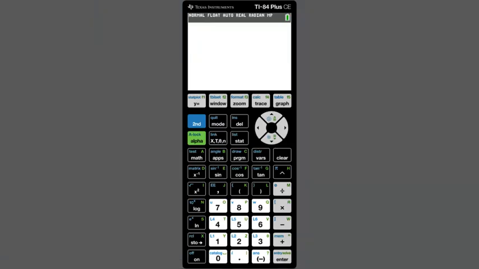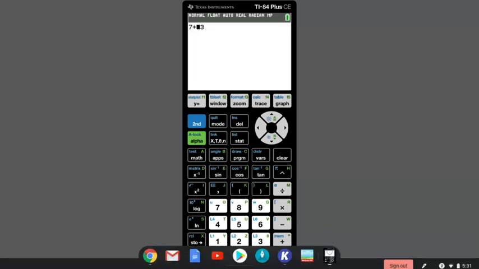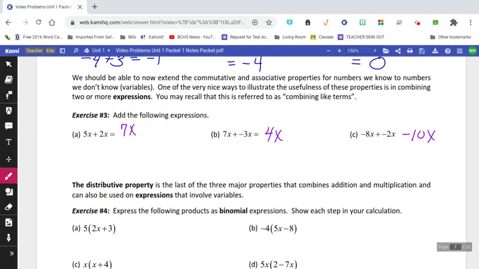So, for part B, if you did 7 plus negative 3, that would be fine. What you want to be careful of is if you look at B, the way I had to type it, it looks like 7x plus minus 3x. If I try to put that in my calculator, it'll give me an error. Okay. So if you look at how I didn't write it here.